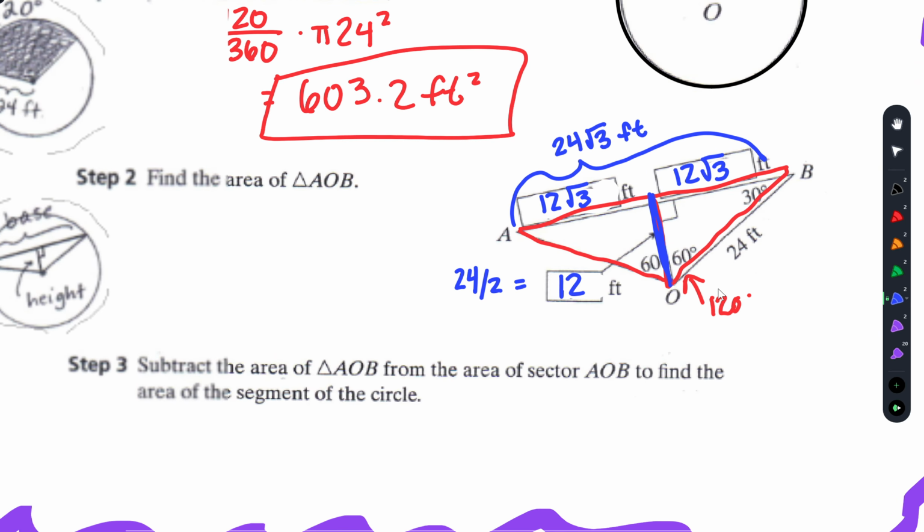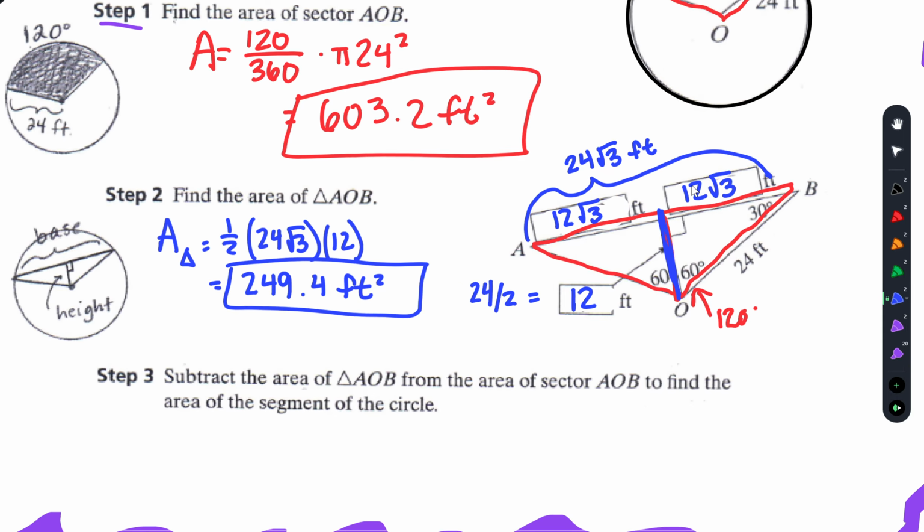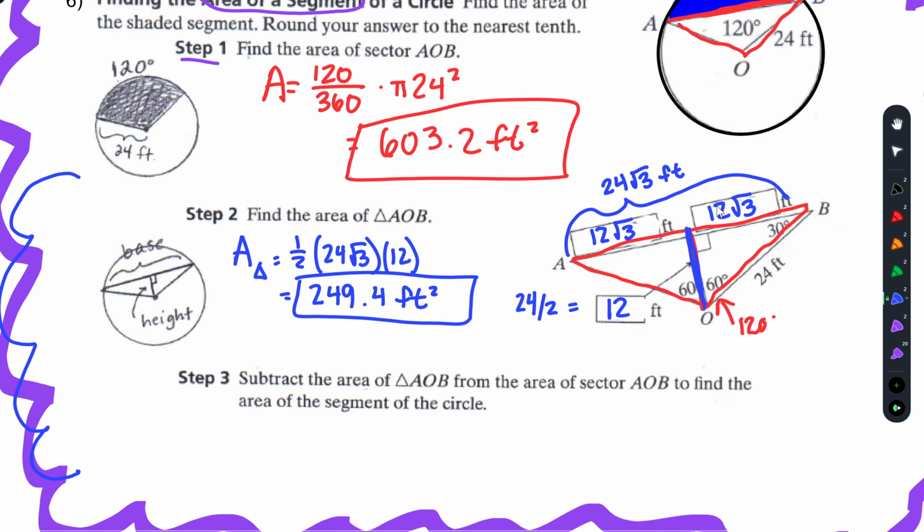Good? Now the area of that triangle, the piece that I'm cutting off, is 1/2 base, 24 radical 3, times height, which is 12. I'm going to put the whole thing into my calculator. I'm going to get 249.4 feet squared. And now, if I know the area of the full thing, I know the area that I'm cutting off, how do I figure out what's left over? I'm going to subtract one from the other.